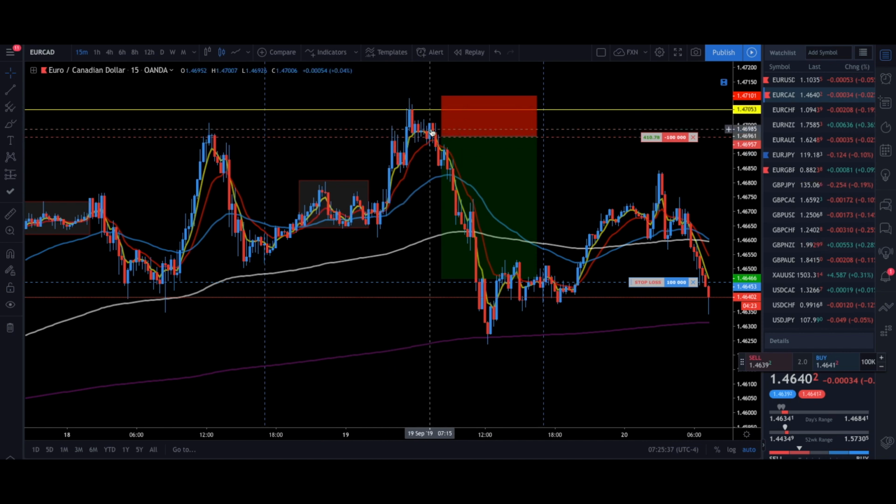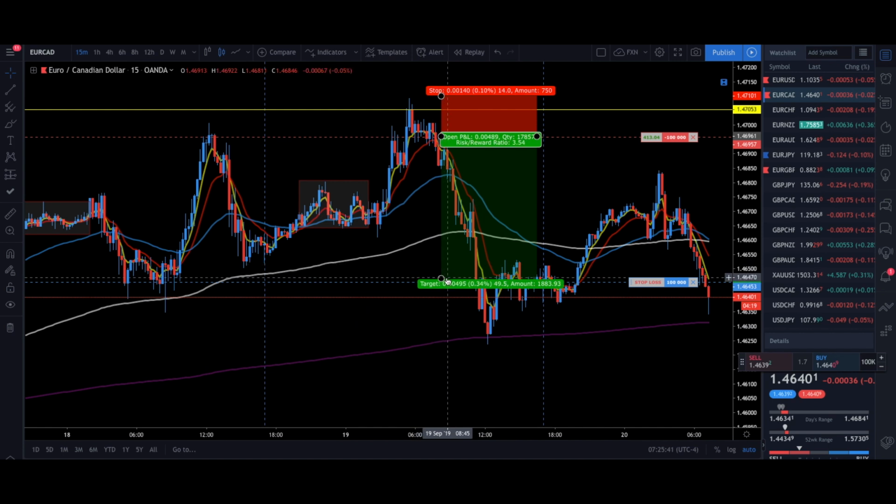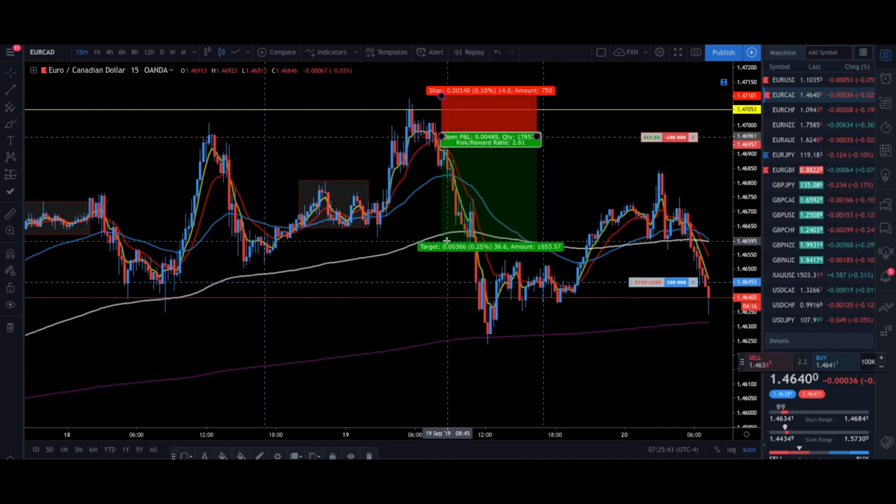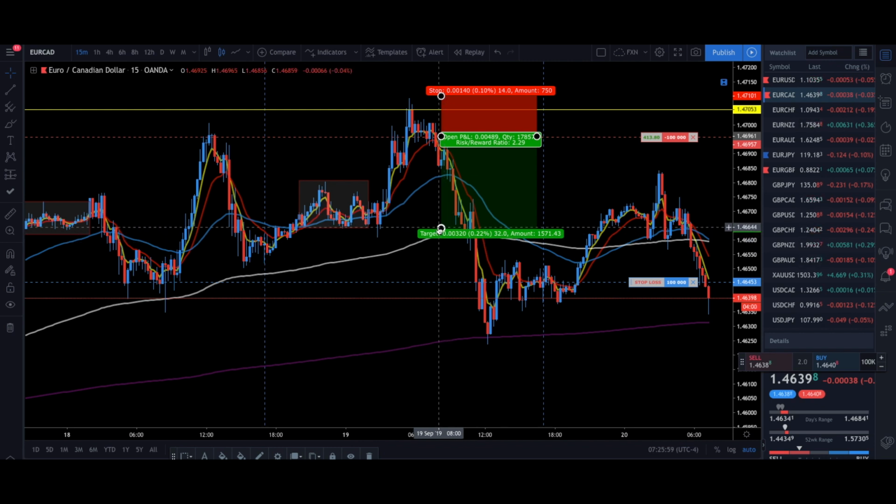So I took a couple of trades the other day on Euro CAD and Euro USD, and you can see here what the actual trade was. Essentially the trade was trying to go to the 200 EMA like you see here, and as you can see, we actually made it there. The problem is that I forgot to put a take profit in place. I put a stop loss, but I forgot to put a take profit.